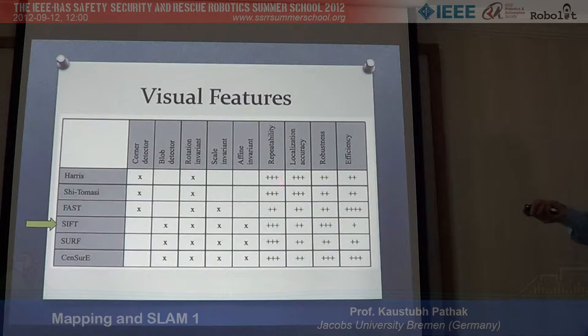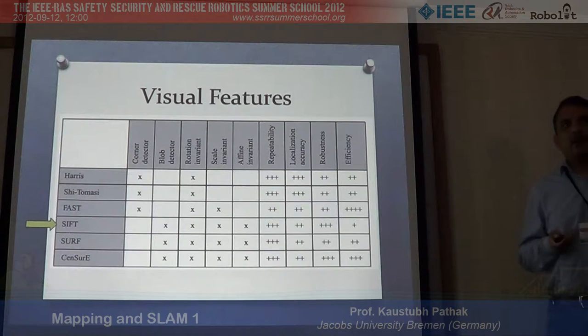Repeatability: you see that the Harris detector is very repeatable, and almost all of them are quite good. You have the localization accuracy, where the Harris feature detector is again quite good. SIFT is considered somewhat worse. Robustness: here SIFT is considered quite robust. And efficiency: here SIFT is considered the worst because it takes a large amount of computation as compared to the other features.